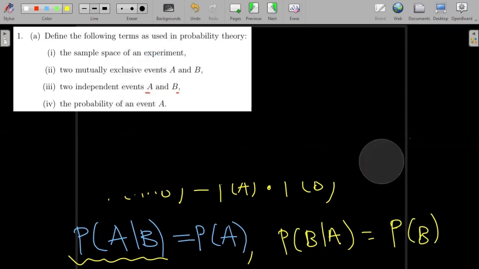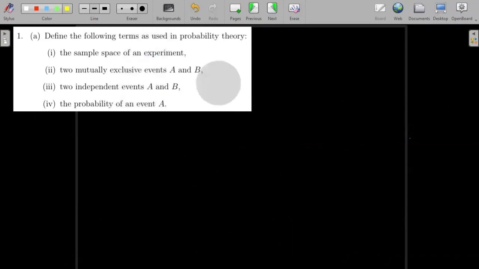So let's look at the last definition. These definitions that we are defining here, we're going to be using them as we solve questions. I'll be telling you that you remember this definition, we use it here. All right, so let's define the fourth one, this one. They're saying define the probability of an event A.